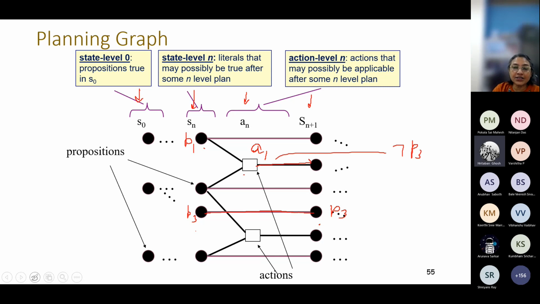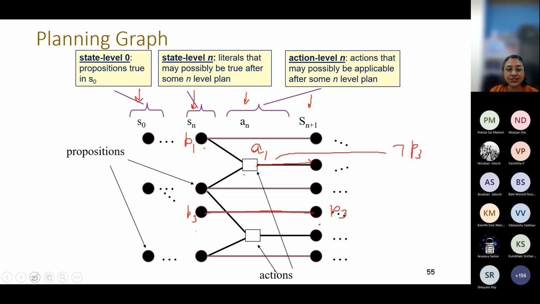By definition of this graph, the set of propositions can only increase monotonically until the graph levels off. That means the graph levels off when Sn plus 1 and Sn are identical. Until Sn plus 1 becomes identical to Sn, we keep adding to the propositions from one proposition level to the next. Is this clear? Yes, ma'am. Okay, so that is by the definition of this data structure.